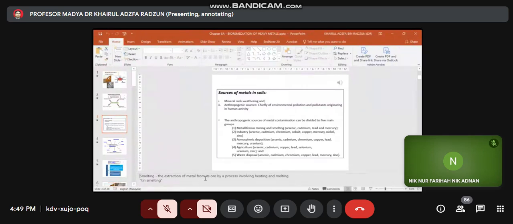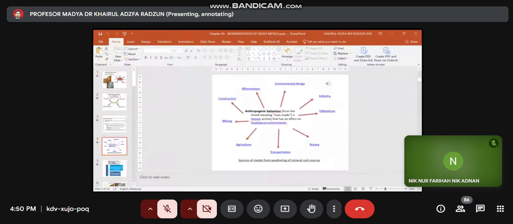I've put the notes on that. What is smelting? Smelting is the extraction of metal from its ore. Ore in Malay is biji besi, biji timah, biji arsenic, biji cadmium, by a process involving heating and melting. For instance, tin smelting is the extraction of tin. Tin is biji timah in Malay, and the process is smelting.